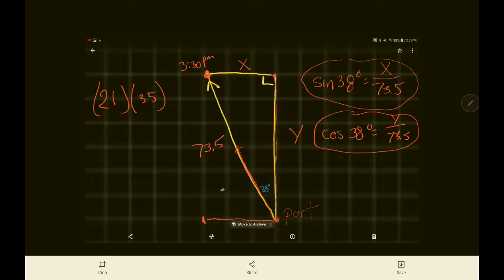Wait a minute, let me get my colors here. I don't know where these colors are. Oh, they're there.